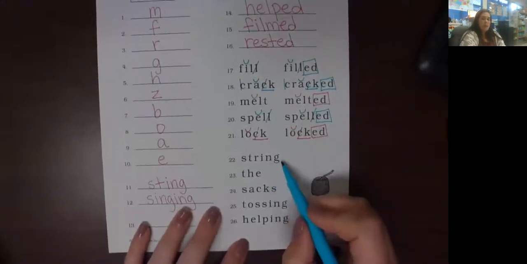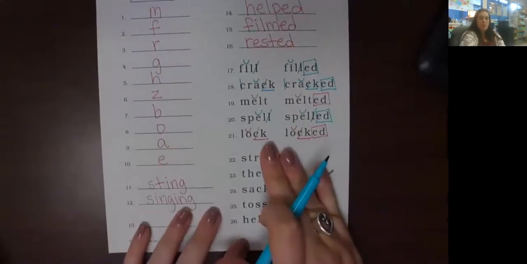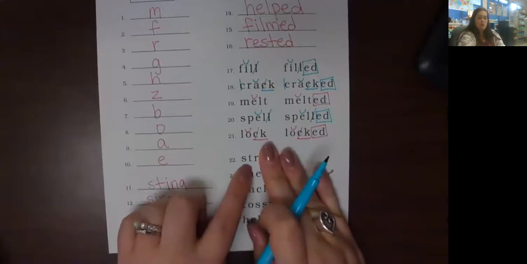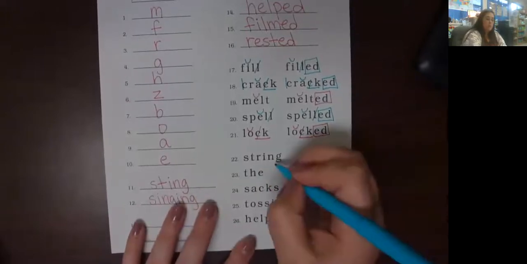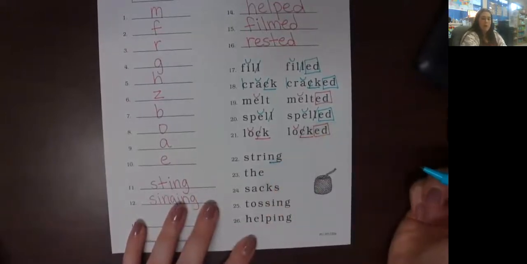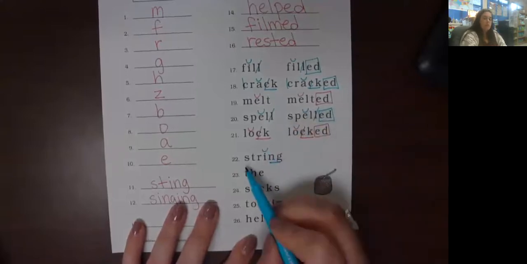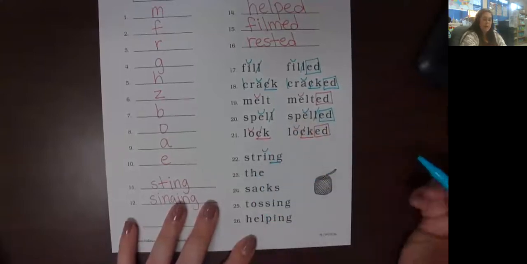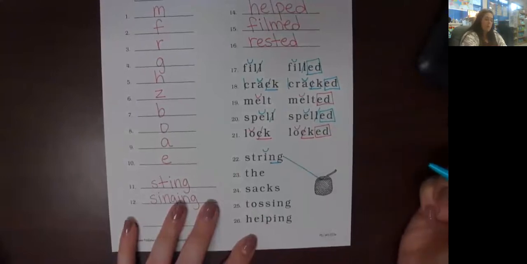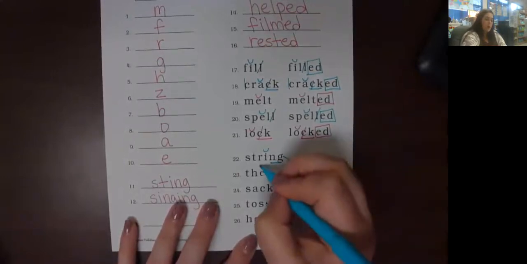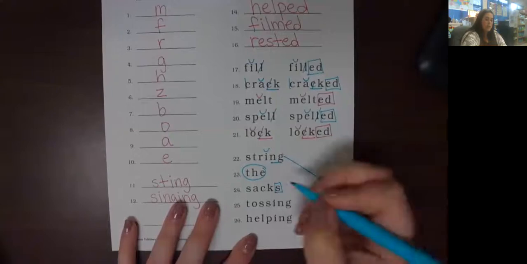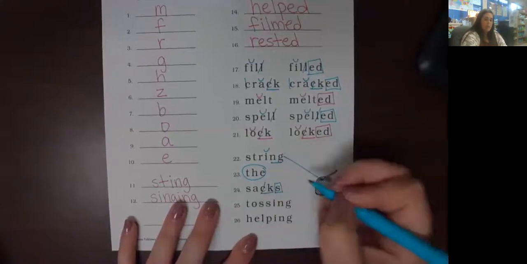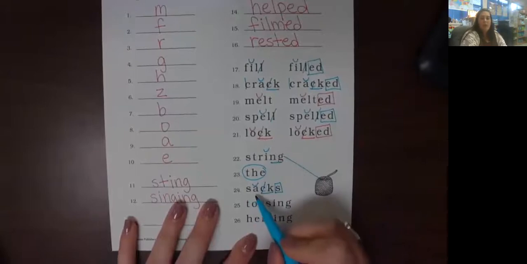So I see ing at the end, so let's cover it up and see if there's still a root word. Stra. That is not a word, so this is not suffix ing. So I see digraph ing, so I'll underline it, and the I gets a breathe. String. There's our picture. The next one, that's a sight word, we circle it, the. Okay, the next one, we have suffix s, digraph ck, cross out the c, and the a gets a breathe. Sacks.